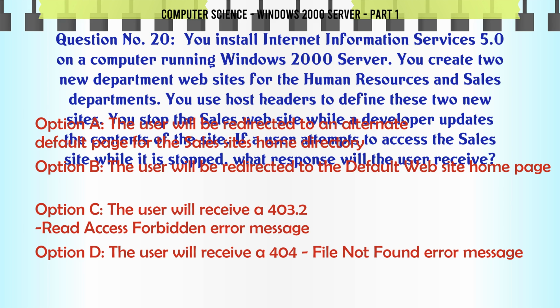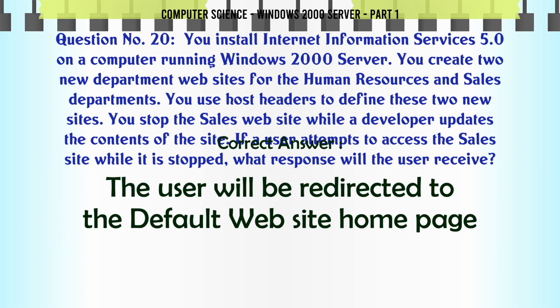A. The user will be redirected to an alternate default page for the Sales site's home directory. B. The user will be redirected to the default website home page. C. The user will receive a 403.2 Read Access Forbidden error message. D. The user will receive a 404 File Not Found error message. The correct answer is: the user will be redirected to the default website home page.